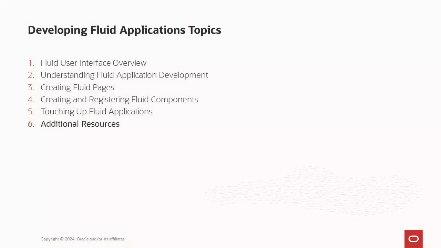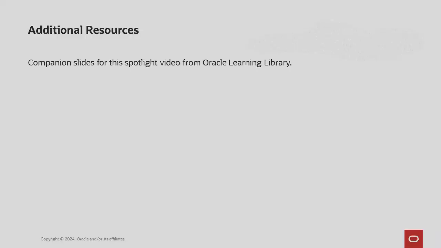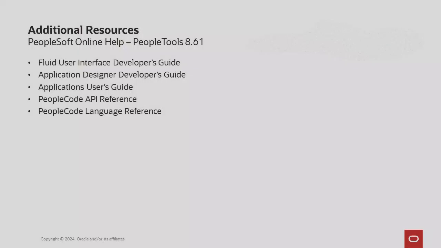In this topic, we will point you to different sources of information on developing fluid applications. You can download the companion slides with images and notes from this video from the Oracle Learning Library. For more information on developing applications for the PeopleSoft Fluid User Interface, refer to the PeopleSoft Online Help for PeopleTools 8.61 and refer to these guides: Fluid User Interface Developers Guide, Application Designer Developers Guide, Applications Users Guide, PeopleCode API Reference, PeopleCode Language Reference.